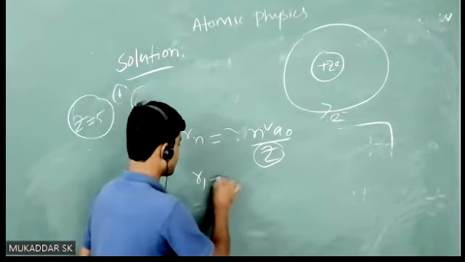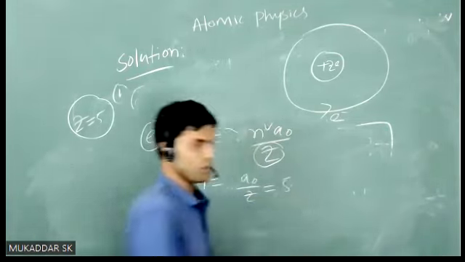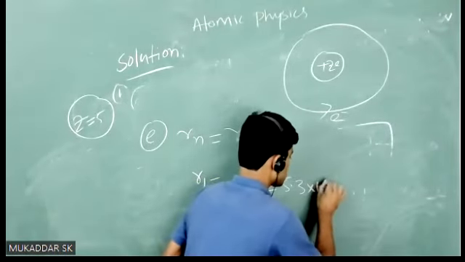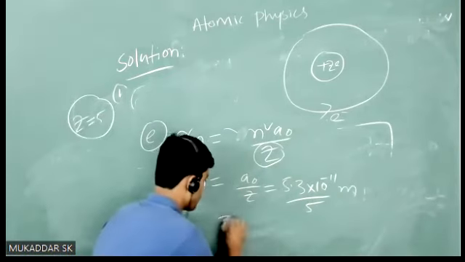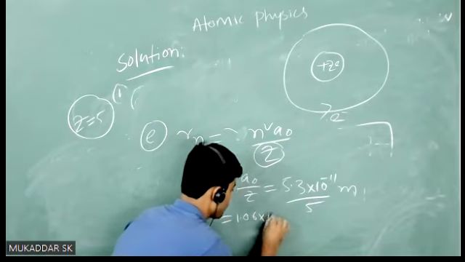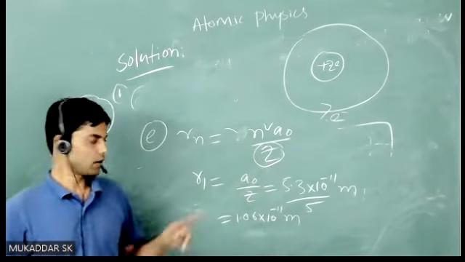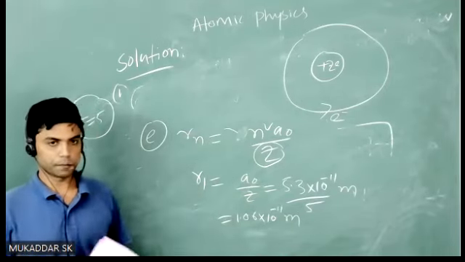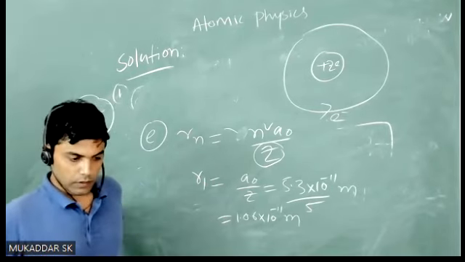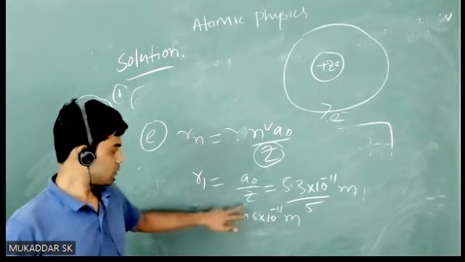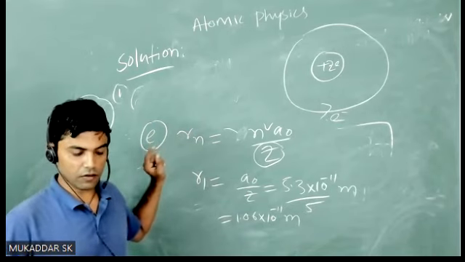Now for ground state, n will be 1. So R1 is nothing but A naught by Z. A naught was how much? 0.53 angstrom. If you make it in meter, you will get 5.3 into 10 to the power minus 11 meter. Divided by Z, which is 5, basically you will get 1.06 into 10 to the power minus 11 meter. That will be the radius of the first Bohr orbit for this system. Did you people get? So Z value is 5, I take it. In the first part you have calculated that Z value, right? You calculated Z equals 5. Okay.